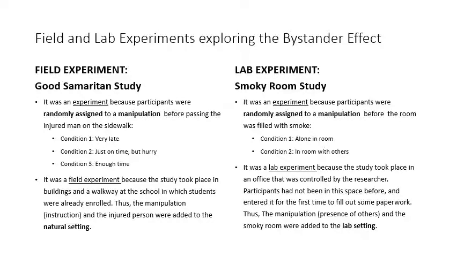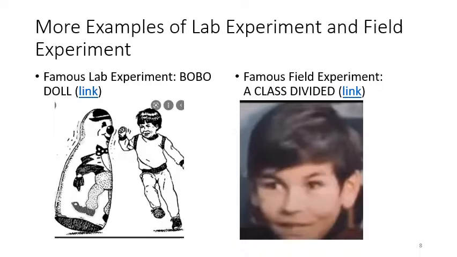And then we say this was a lab experiment, not a field experiment, because the study took place in an office that was controlled by the researcher. Participants had not been in this space before and entered it for the first time to fill out some paperwork. So because it took place in this unfamiliar setting, the manipulation, the presence of others and the smoky room, were added to what we'd call the lab setting. And so it was an experiment, and it was in the lab, so it was a lab experiment.